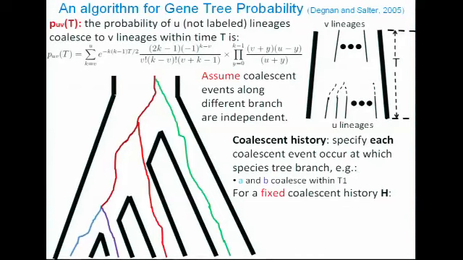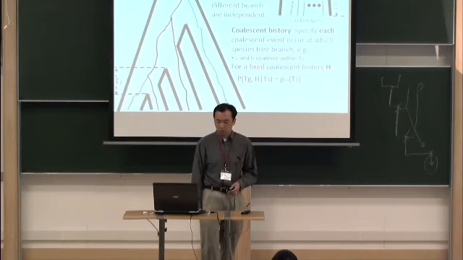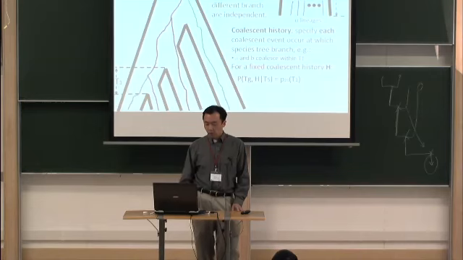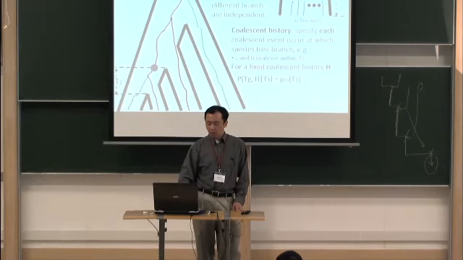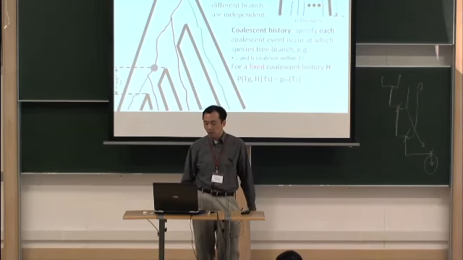For this given coalescent history H, we can easily compute the gene tree probability, which is simply as this. We just look at how many coalescent events occur along different species tree branches. In this case, we have a branch of T1, and you can see we have two gene lineages, and they coalesce into one lineage. So that's why we multiply a term called P21 of T1: two lineages coalescing to become one lineage within time T1.